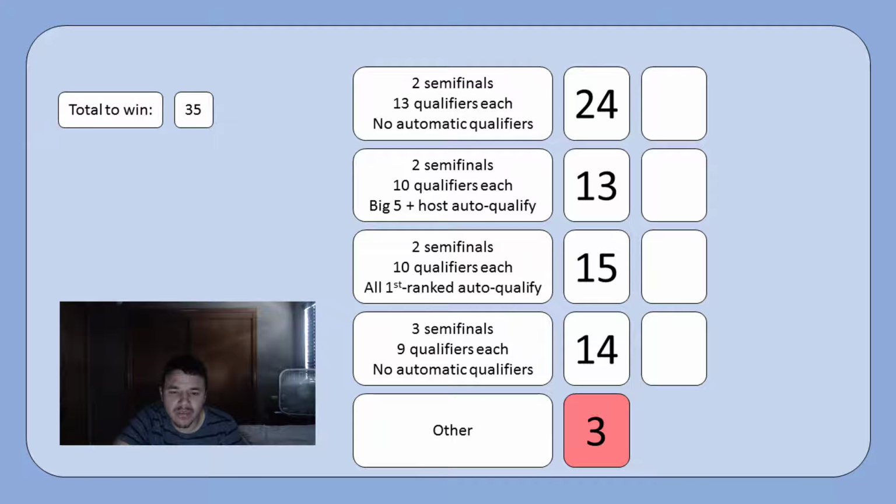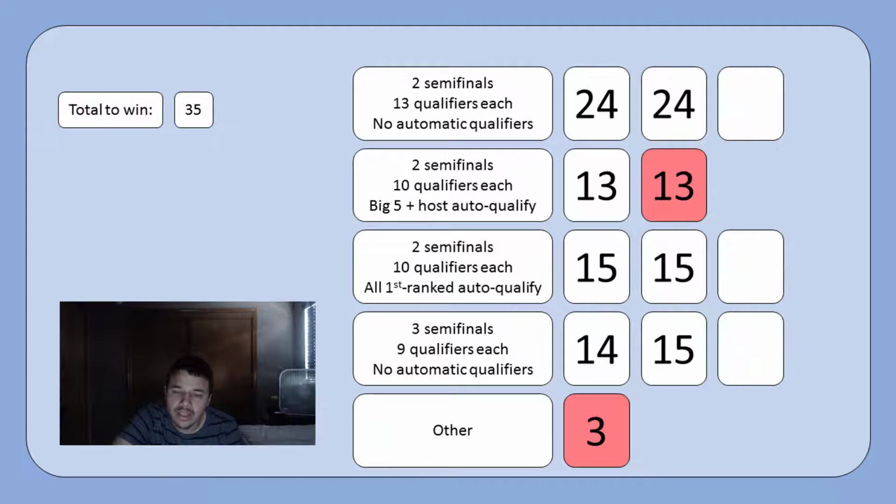There's just one problem with that. Only one has stated alternate options, the other 2 have not, so the other 2 will not be counted anymore. The other one is relocated to 3 semifinals, 9 qualifiers each, thus boosting that result to 15 from 14. The next lowest result is Big 5 and host qualify automatically. Its votes will be relocated.